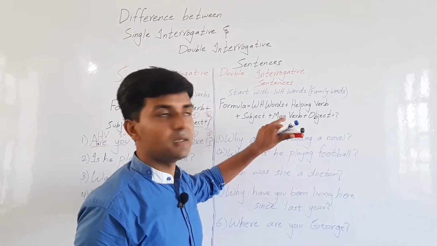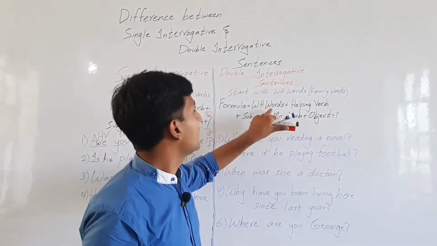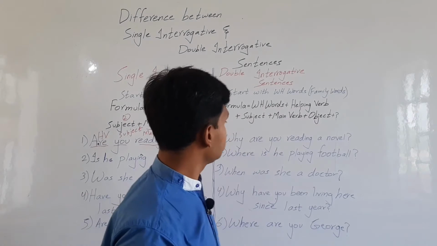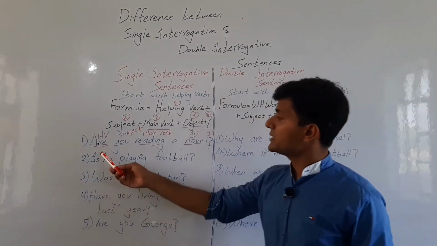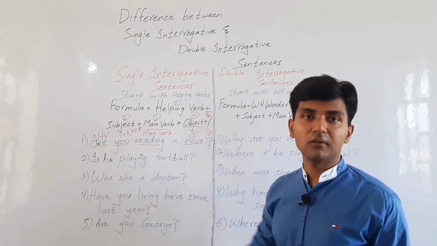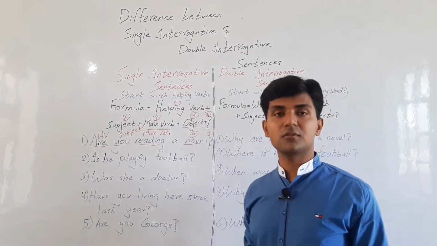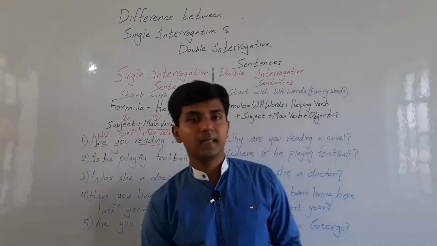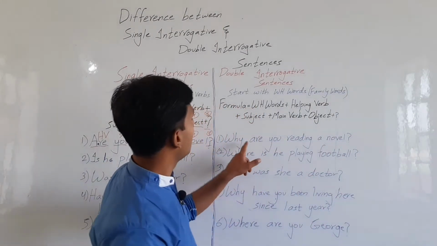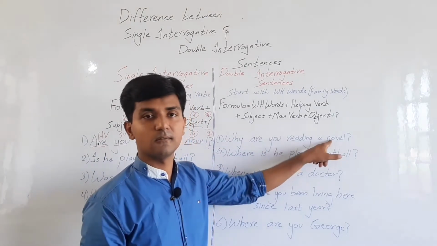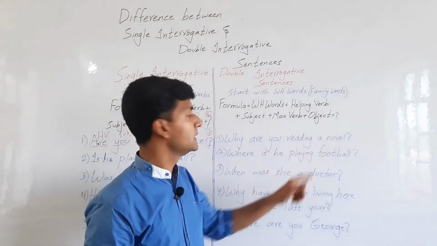So here, which thing is additional? The WH word is additional here. Then we move on. Dear friends, here is a sentence written: are you reading a novel? And now we have to convert it into a double interrogative sentence. So, are you reading a novel? And now see: why are you reading a novel?